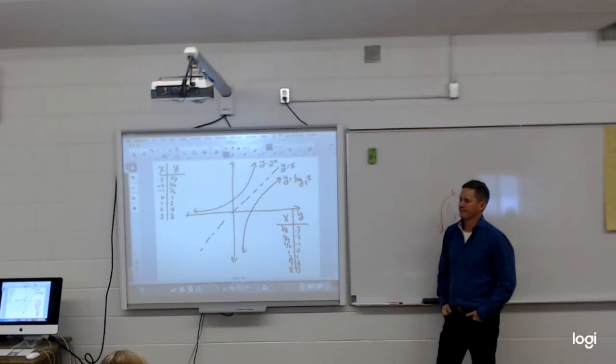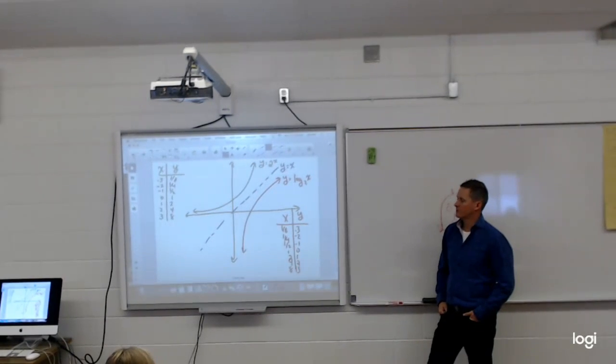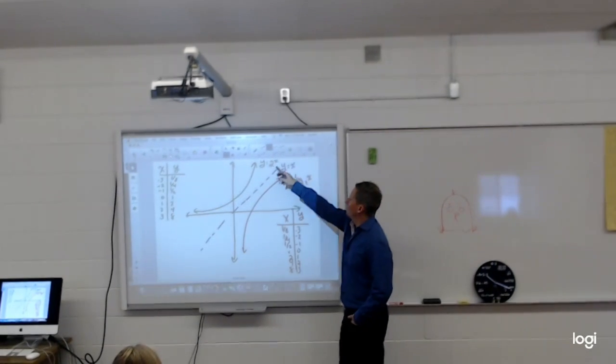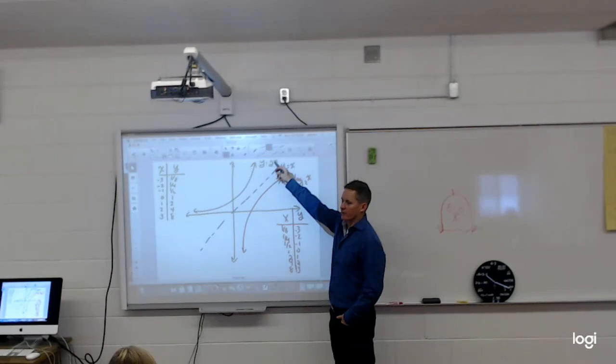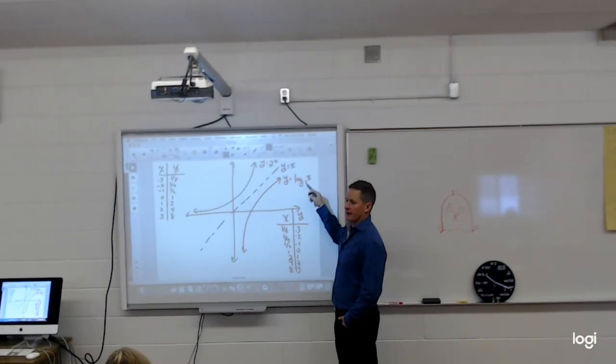Why do you say log x to the base 2? Why does it go like that? Because this 2 is your base here in this exponential function, right? When I change it to this, that's my base right there. So I say log x to the base 2.